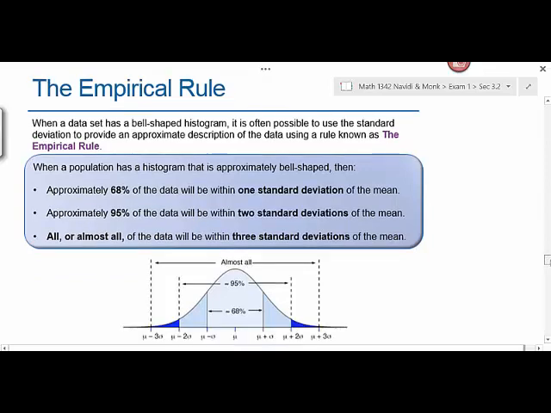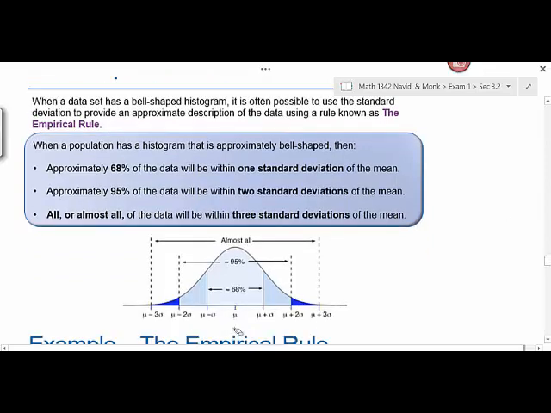The empirical rule basically says that if you have your mean in the middle of your distribution and you add one standard deviation to the mean and subtract one standard deviation from the mean, you will have 68% of your data fall within this range of values. If you add and subtract 2 standard deviations of the mean, you'll have approximately 95% of your data fall between those values. And if you go out 3 standard deviations, you have approximately 99.7% of your data, which your book calls almost all, because 99.7 is almost all.